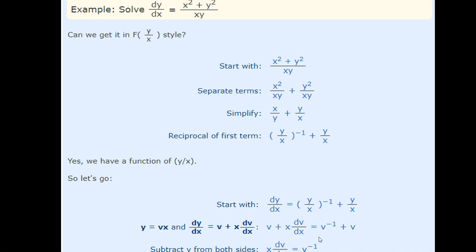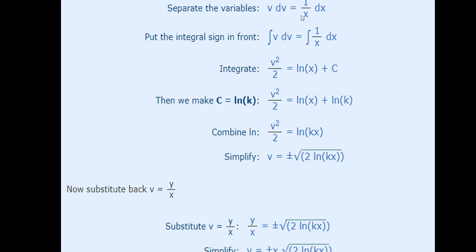If you look at this very closely, this is separable. Why is it separable? You can transfer this v raised to -1 here. You can transfer dx here and divide it by x. So what do I mean by that? This one. Now it's integrable, so we can integrate. This would be v squared over 2, and this one would be an ln of x plus c.